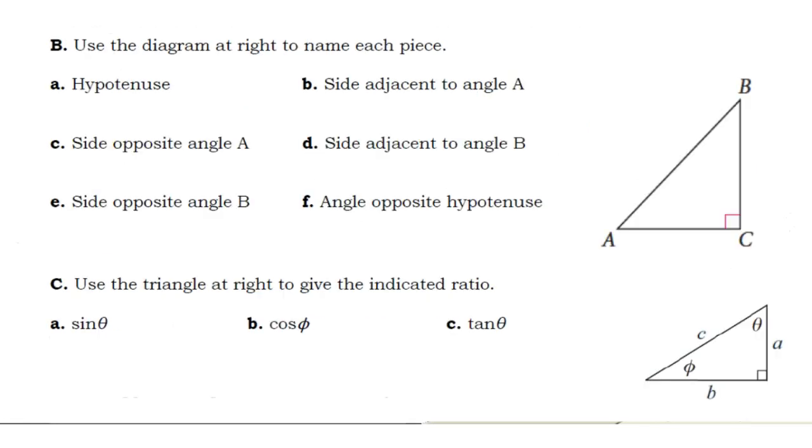Okay, this example says use the diagram at right to name each piece of the triangle. The capital letters always represent angles, and directly across from them I'm going to use lowercase letters to represent the side lengths. So the hypotenuse is side C, the side adjacent to A is side B, the side opposite A is side A, the side adjacent to B is side A, the side opposite B is side B, the angle opposite the hypotenuse is capital C.